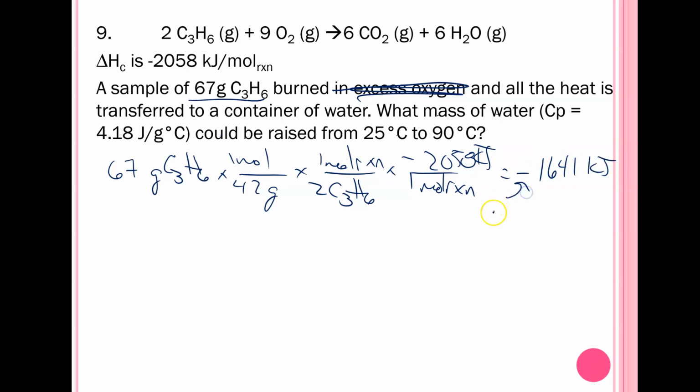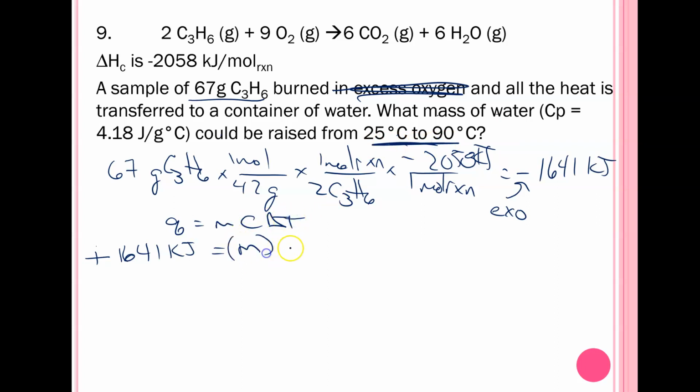Okay, again, that negative means it's exothermic, and it's exothermic from the point of view of the C3H6. What you want to identify is how much of that heat goes into the water. So if it's exothermic for the C3H6, it's going to be endothermic for the water. And I just want to point out, this is in kilojoules, and if I plug it into Q equals mc delta T, because we're talking about changing temperature, I'm going to have m as unknown.